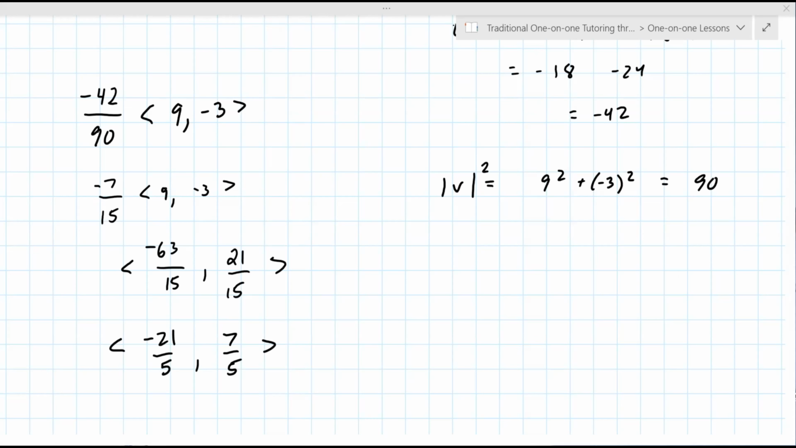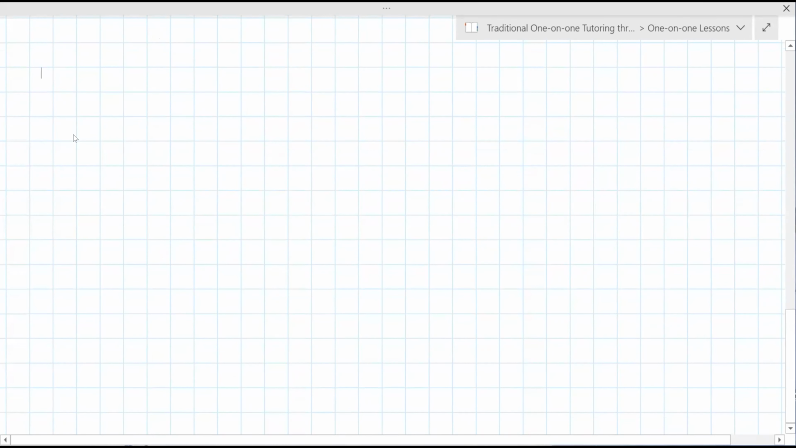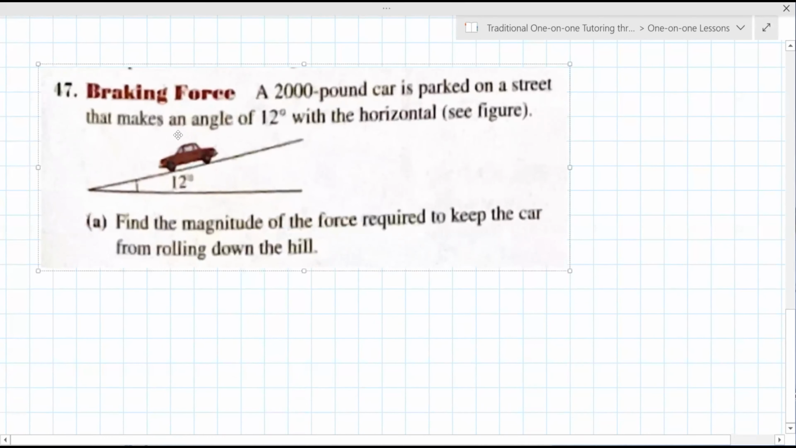Story problem. Okay. This is a physics problem in a math class. If you had physics, you may have already seen this. All right, so a 2,000-pound car is parked on a street that makes an angle of 12 degrees with the horizontal. Find the magnitude of the force required to keep the car from rolling down the hill.